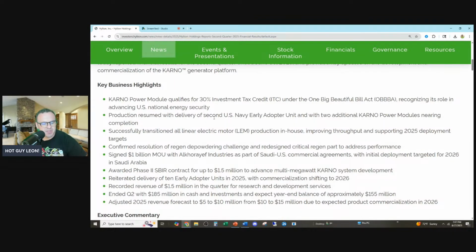Production resumed with delivery of second U.S. Navy early adopter unit. Oh, a second one. And with 2 additional Carno power modules nearing completion.